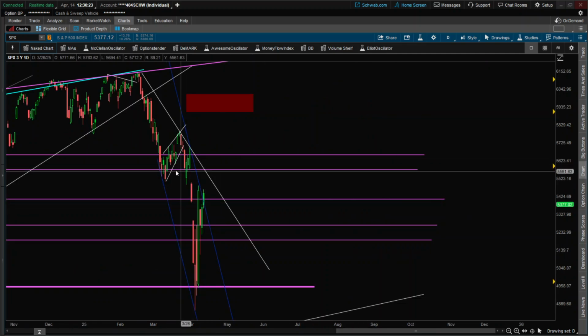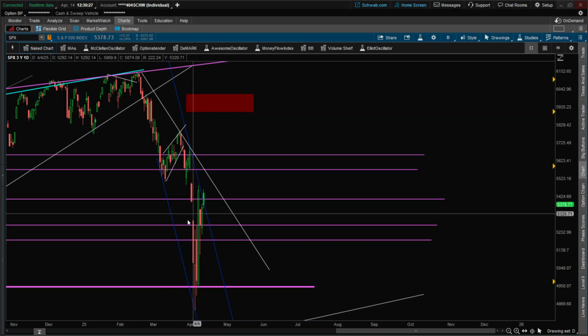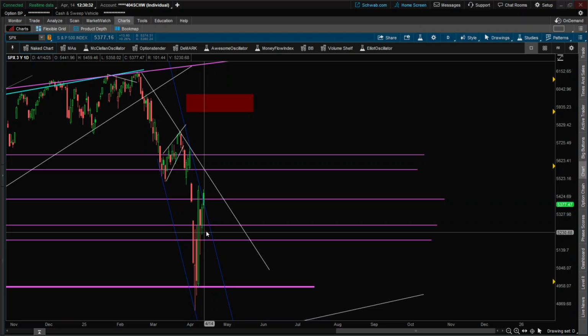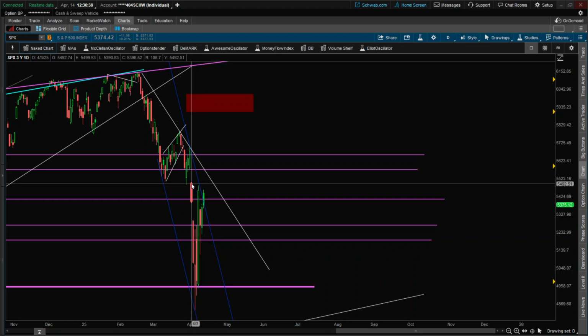All right, just from looking at a visual, we have this bear flag breakdown. I started to draw a channel here, hoping that this channel would be a really good indicator of our lower highs and lower lows. We still have lower highs.